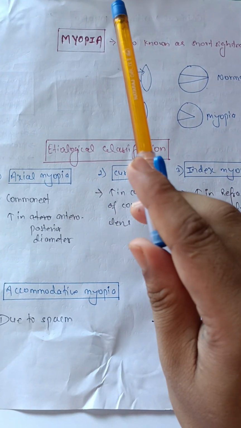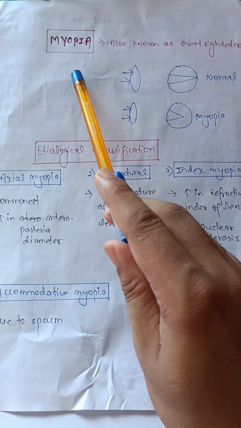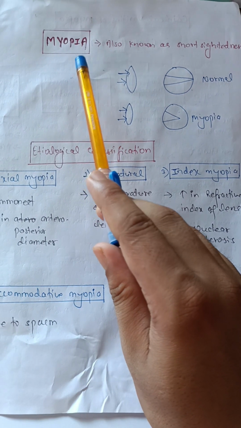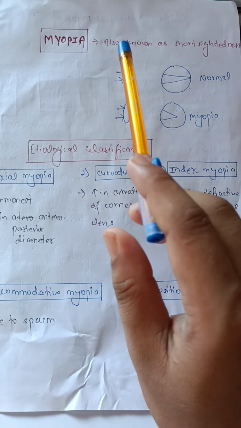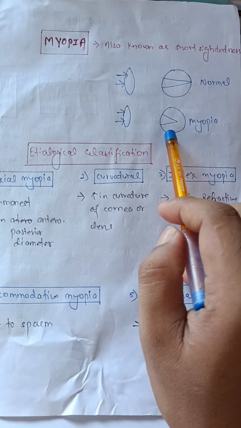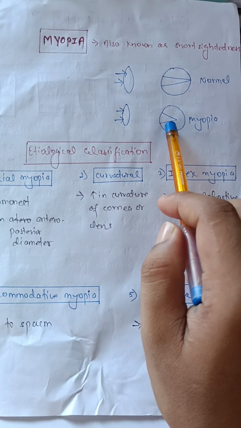So today we are going to discuss the topic myopia, which is also known as short-sightedness, and it is one of the common refractive errors. It is a kind of refractive error where parallel rays of light coming from infinity are focused in front of the retina when accommodation is at rest.